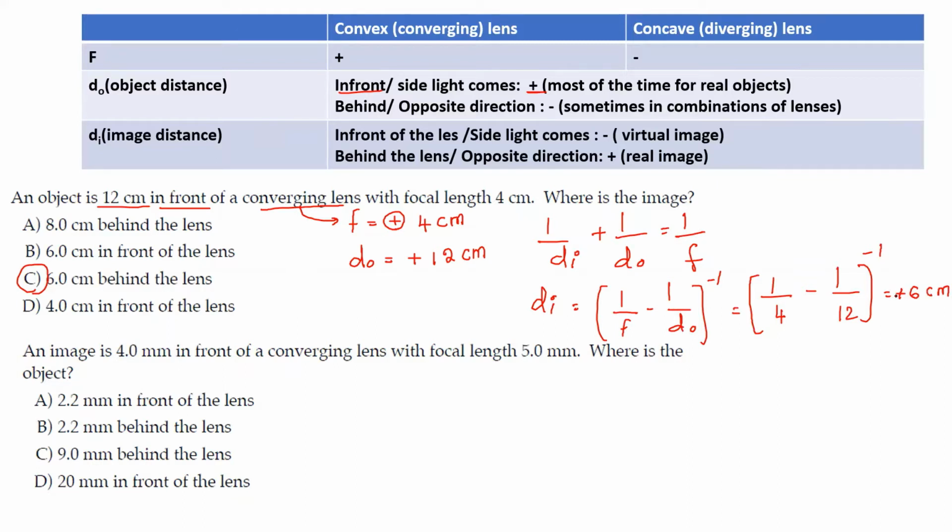So what does plus mean? Plus means your image is real. If it's a real image, it should be behind the mirror, right? Sorry, behind the lens, right? So if it's plus, it is behind the lens or in the opposite direction to the light. So your answer is 6 and behind the lens.